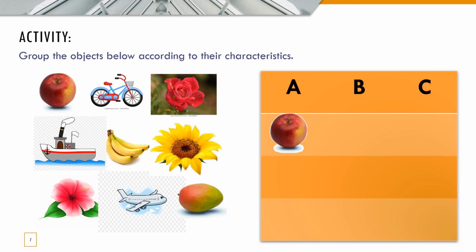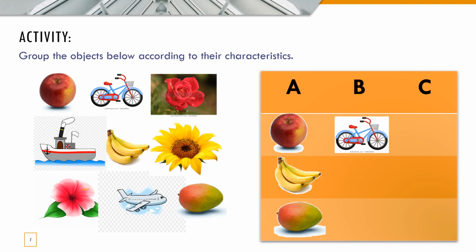So, ano ang isasama nyo kay apple? Si Rose ba? O si bicycle? Or ito ba? Mali. Dahil ang tamang kagrupo niya, okay, si banana. Ano pa? Very good. Si mango.